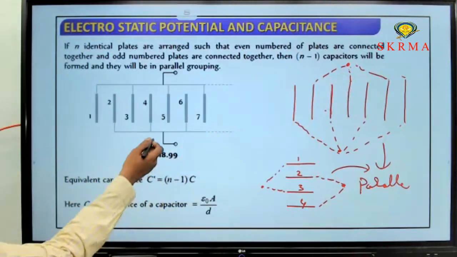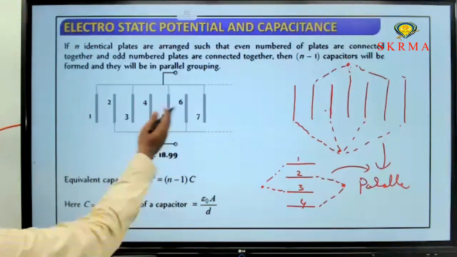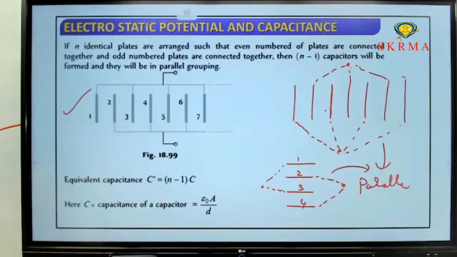Now, check this diagram once. Here, n number of capacitors are there in this diagram. Alternate plates are connected at one side, and the remaining alternate plates are connected at the other side.